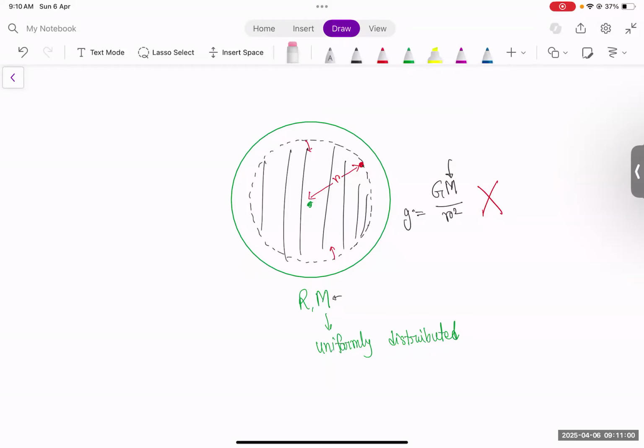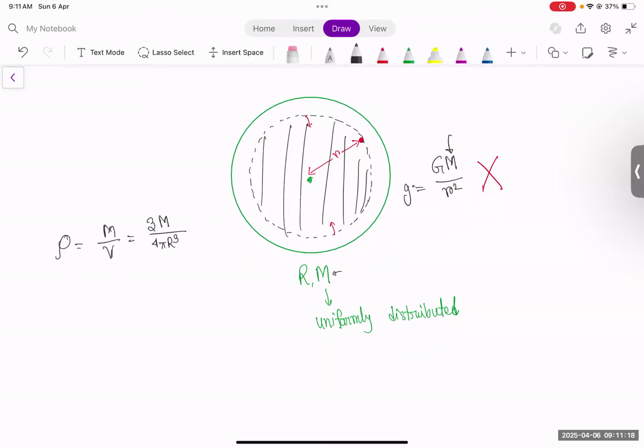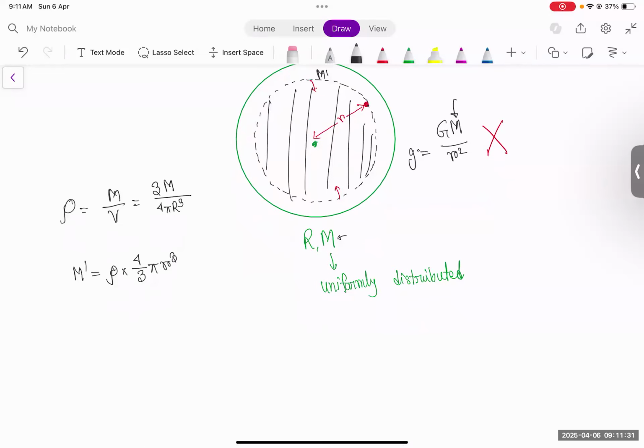Let's find the density first. Density is m over v, which will be total mass divided by total volume, which is 4 pi R cubed by 3, which comes on the top. So this is my density. So the mass inside this part, if we call it M prime, will be rho times the volume of that part, which is 4 by 3 pi small r cubed, since the radius is small r.